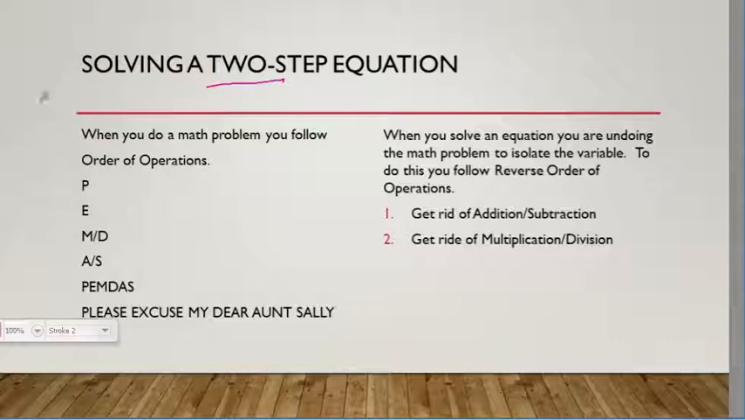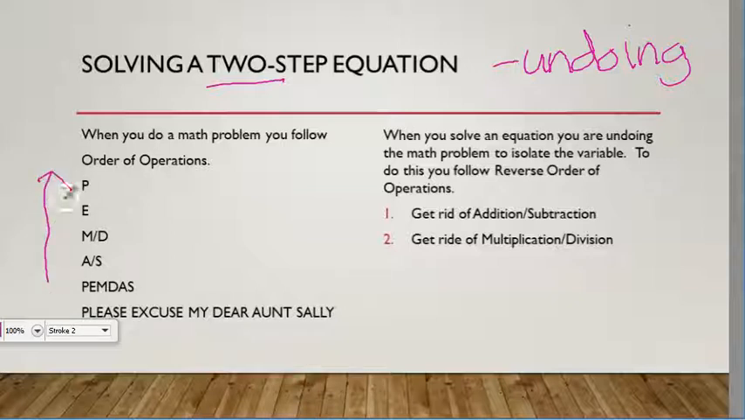When we are solving an equation, we are undoing. We are trying to undo whatever's been done to the variable. So when we solve an equation, we follow the reverse order of operations. So we get rid of the addition or subtraction part first, always. And then we get rid of the multiplication or division part.